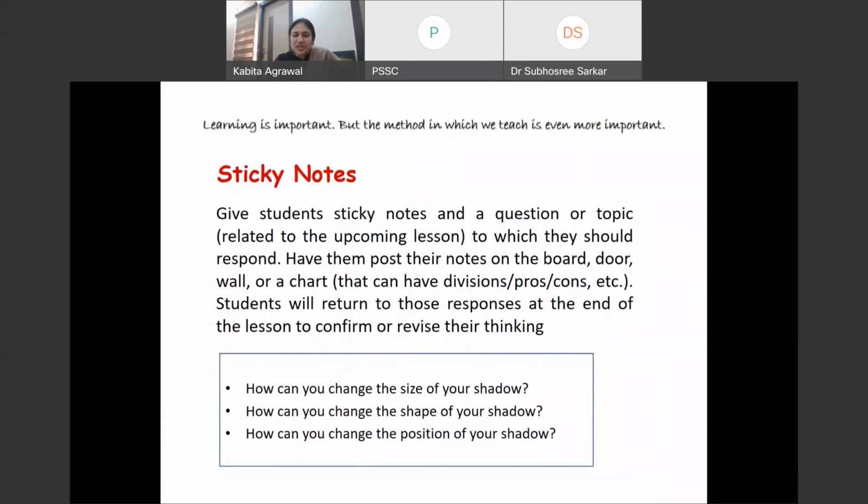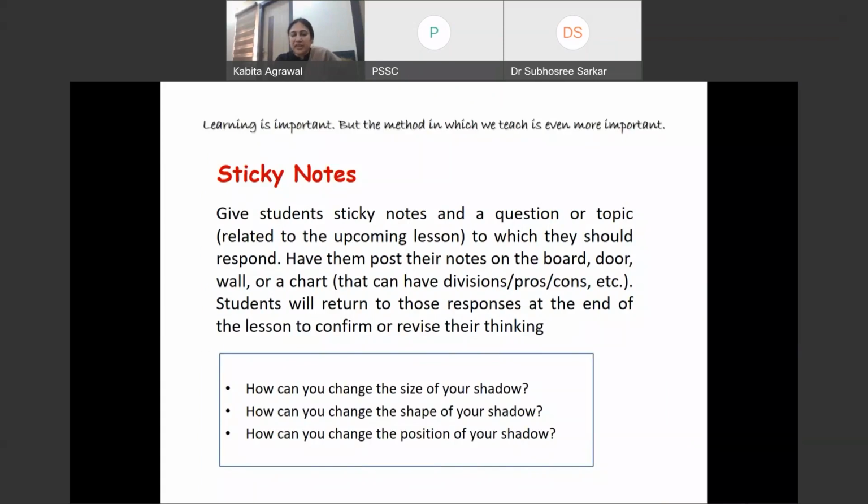sticky notes. You may like to make the children go through these ideas, and whatever ideas they have, write it and stick it to the room. Let children go through their responses, and after you have completed the topic, let them revise what the original thought was, or how they thought it to be.